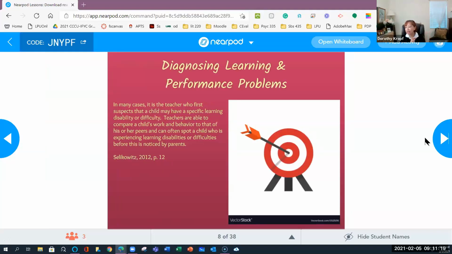All right. In many cases, it is the teacher who first suspects that the child may have a specific learning difficulty or disability. Teachers are able to compare a child's work and behavior to that of his or her peers, and can often spot a child who is experiencing learning disabilities or difficulties before the parents even notice.